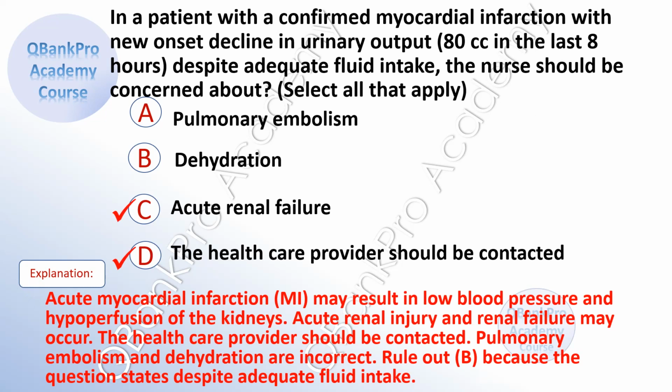The correct answer is C. Acute renal failure, and D. The healthcare provider should be contacted. Explanation. Acute myocardial infarction may result in low blood pressure and hypoperfusion of the kidneys. Acute renal failure and acute renal injury may occur. The healthcare provider should be contacted. Pulmonary embolism and dehydration are incorrect. Rule out B because the question states despite adequate fluid intake.